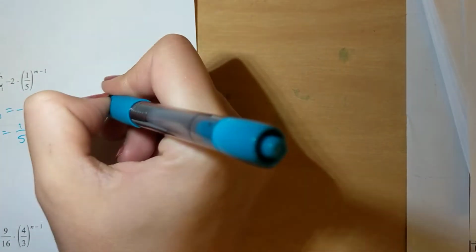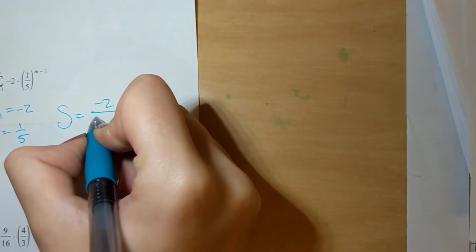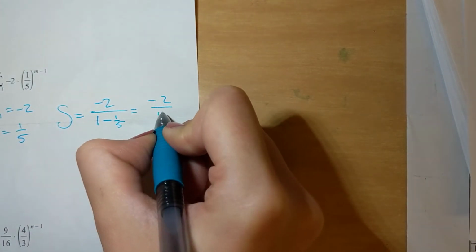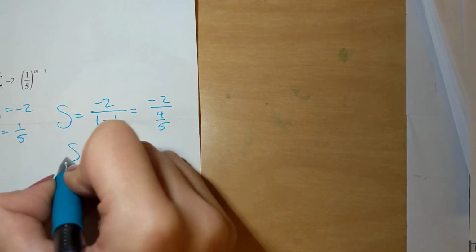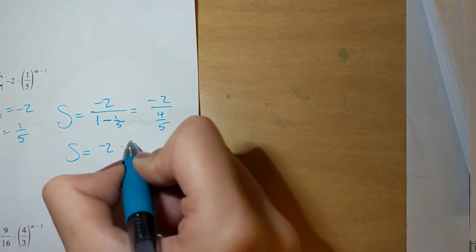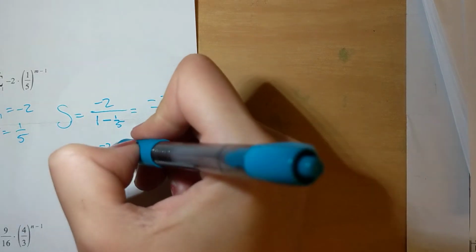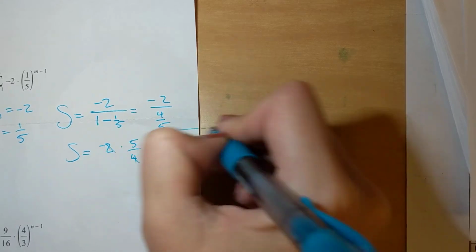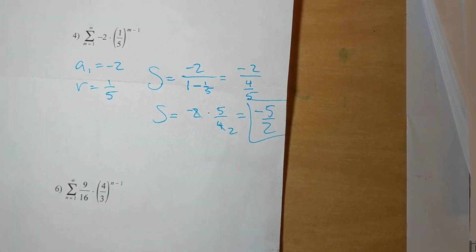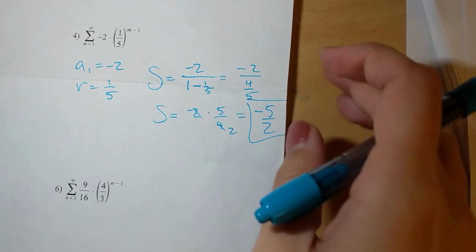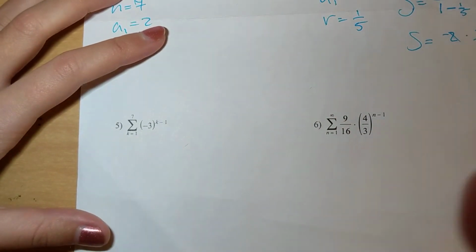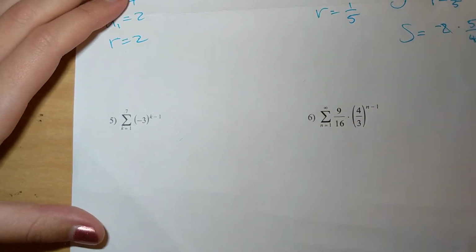So S is equal to negative 2 over 1 minus 1/5. That is negative 2 over 4/5. That is negative 2 times 5 over 4. So negative 5 over 2. Okay, I didn't need to plug that into the formula. I guess I just got carried away because that formula is pretty easy. Yeah, so that's probably not the one you needed me to do for you. All right. Well, such is life.